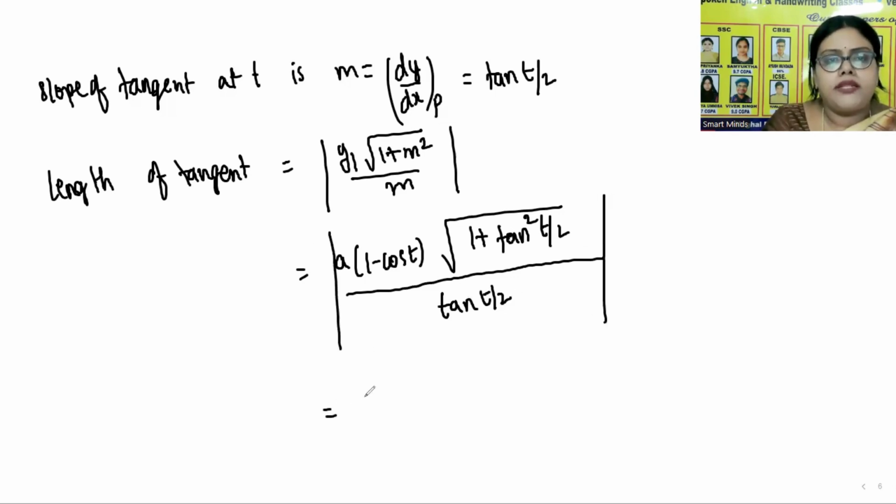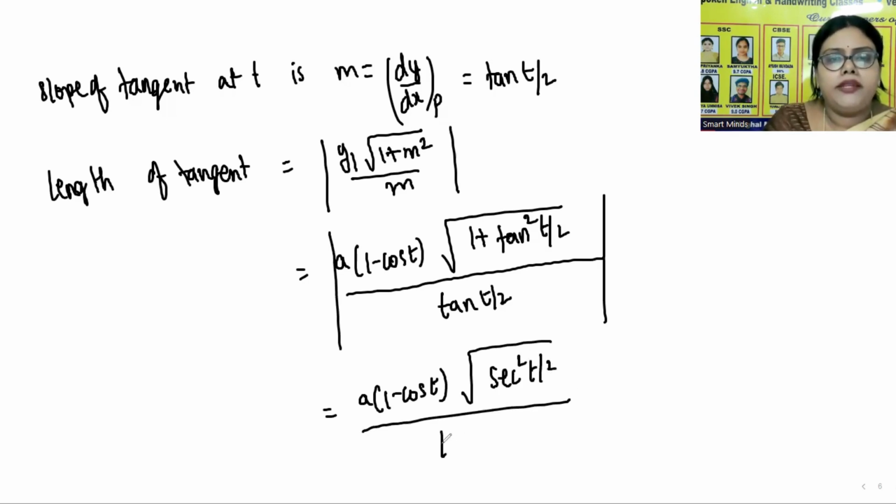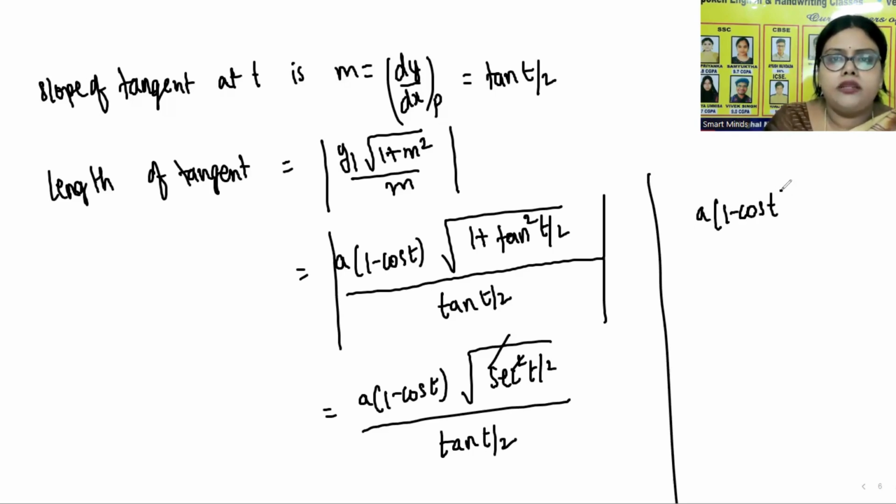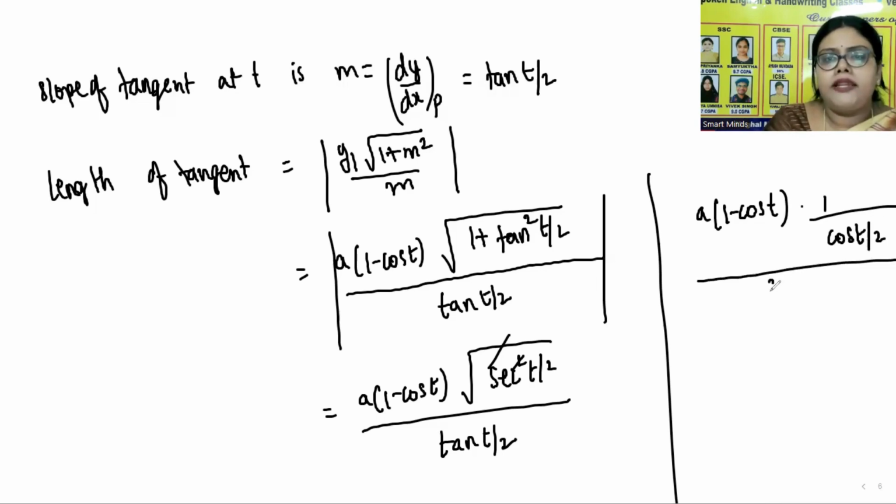Okay. So that is a into 1 minus cos t. 1 plus tan square t by 2 is secant square t by 2. So this is root over secant square t by 2 by tan t by 2. Now square and root get cancelled. So you will get a into 1 minus cos t into secant t by 2 by tan t by 2. Okay, so secant, can I directly write it as 1 by cos? 1 by cos t by 2 by tan t by 2 is sin t by 2 by cos t by 2. Cos t by 2, cos t by 2 cancel.